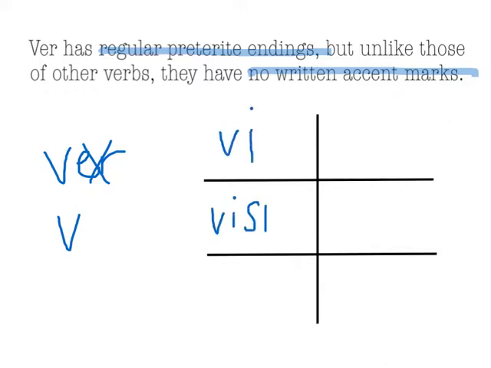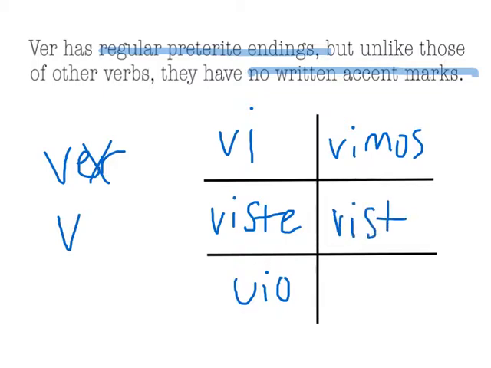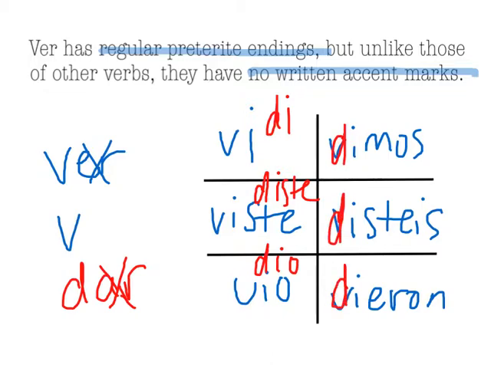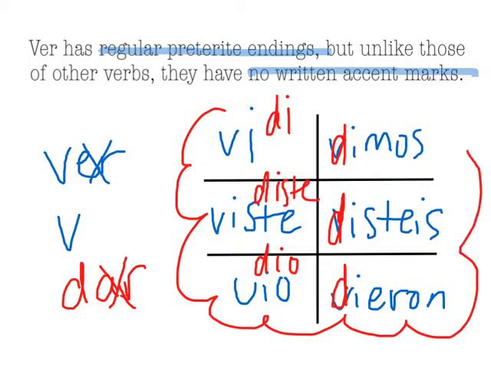So we have vi, viste, vio, vimos, visteis, and vieron. Y'all might remember as well that the word dar is the exact same way. Even though it's AR, they use ER, IR endings. So it's the exact same as ver, but with a D. Di, diste, dio, etc. Dimos, disteis, dieron. Just a little honors class bit of knowledge for you with dar there. It's not actually in our chapter this time.